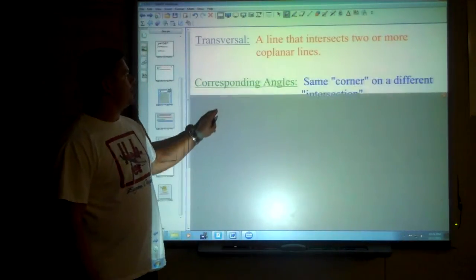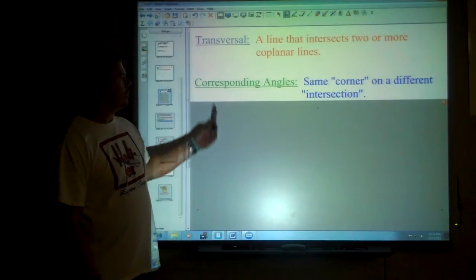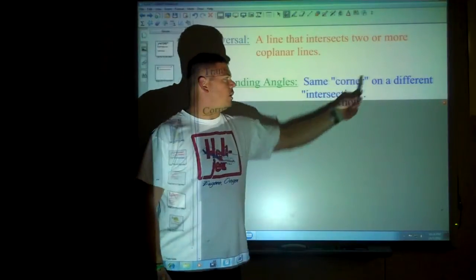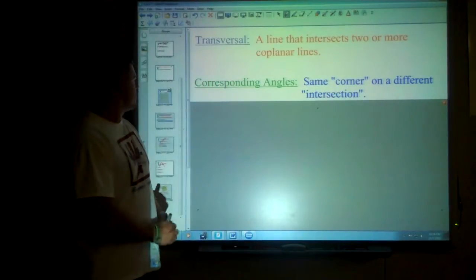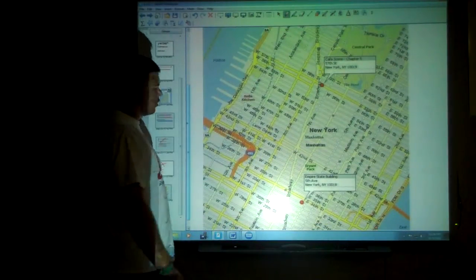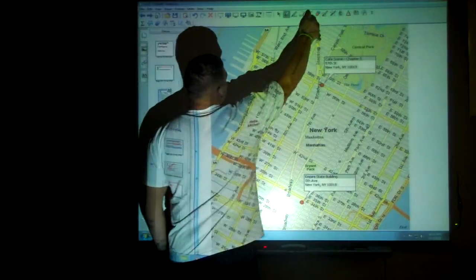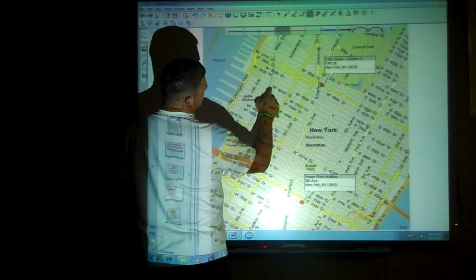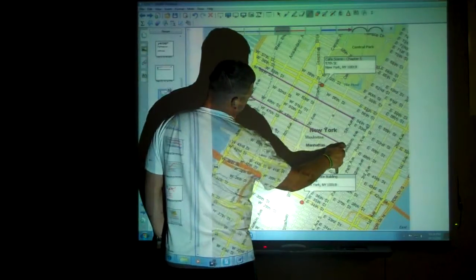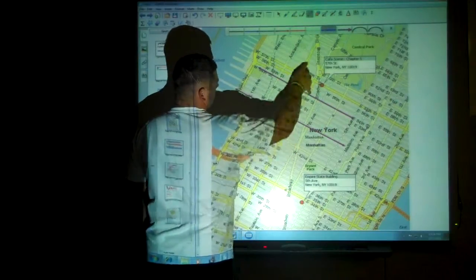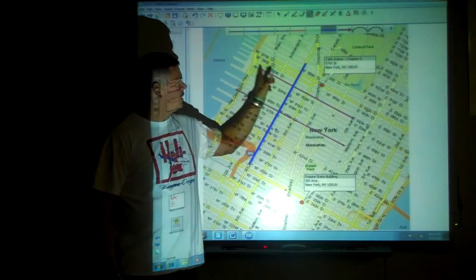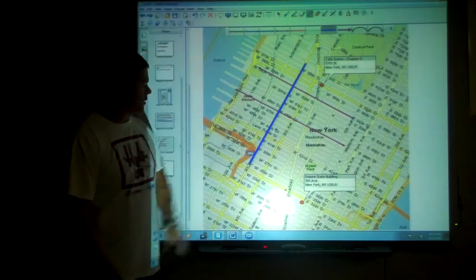When we had that, we'll create what we call corresponding angles. Corresponding is a really fancy word for matches. They're on the same corner on a different intersection is how I like to think of it. So here's a map of New York City, and on this map you can see there are quite a few lines. If I were to use this line, say right here, and this line right here, I could say that this line is the transversal. And the reason it's the transversal is because it's intersecting two coplanar lines. The coplanar lines are in the street.